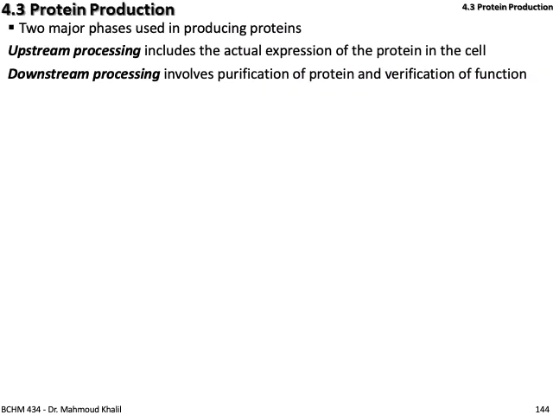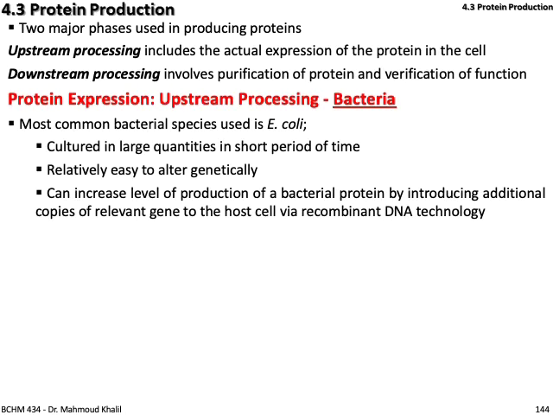There are two major phases used in producing proteins, either upstream processing or downstream processing. Upstream includes the actual expression of a protein in a cell, while the downstream involves the purification and verification of the function of the protein. In the upstream, we will talk about first using bacteria in upstream processing.